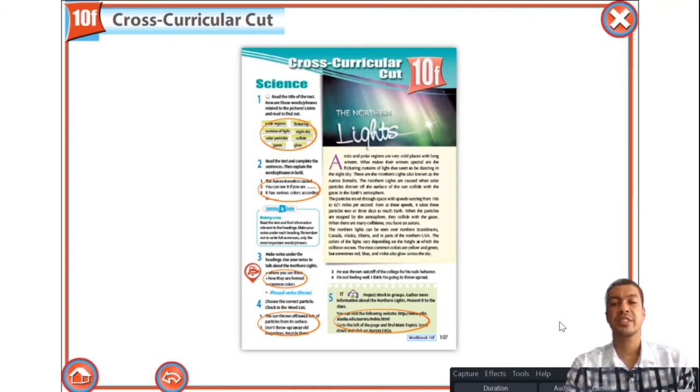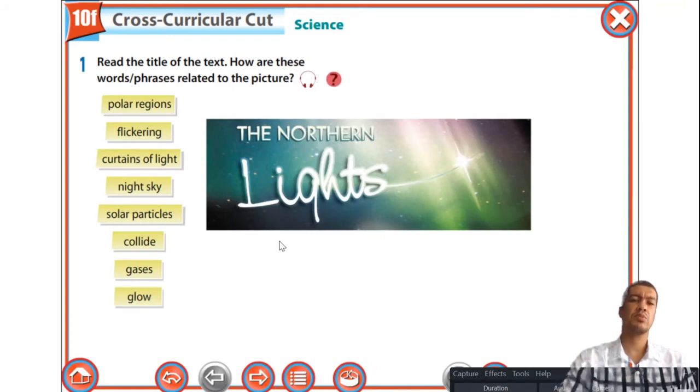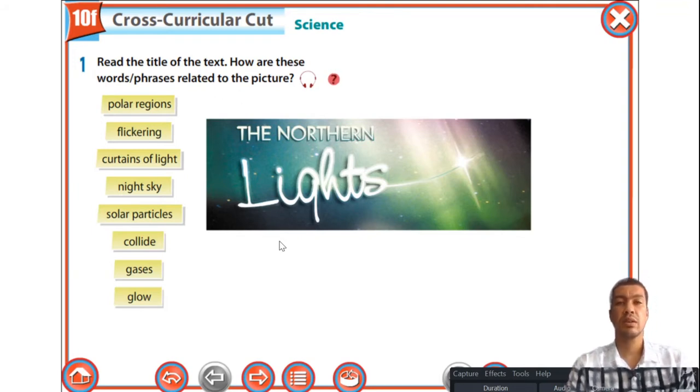So if you ever get a chance to visit that side, it will be an awesome opportunity for you guys to visit and see the beautiful stars at night and see the northern lights. Alright, so our topic for today is science, and we have some words that we need to go through. I want us to start off with number one, where you read the title of the text and how are these words related to the picture.